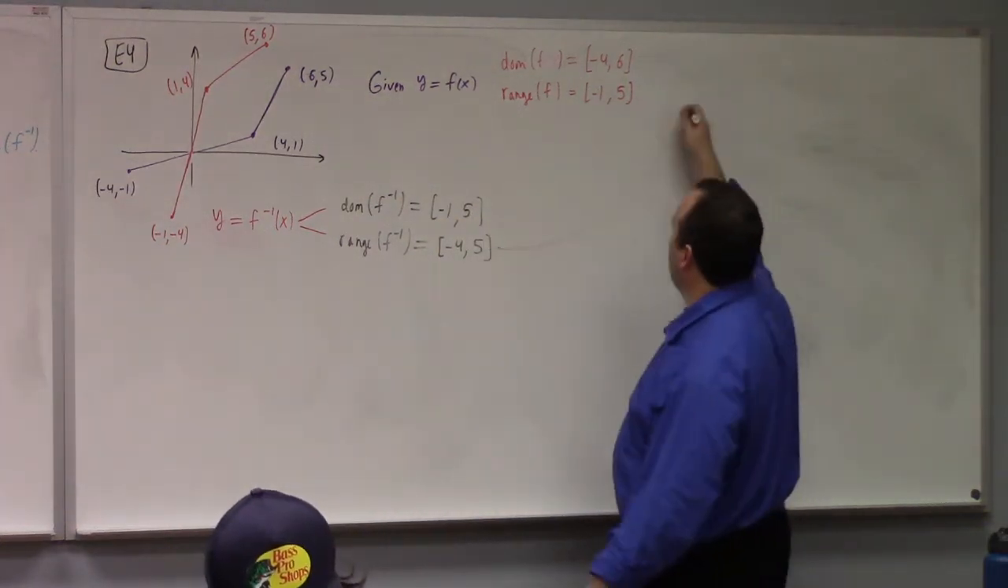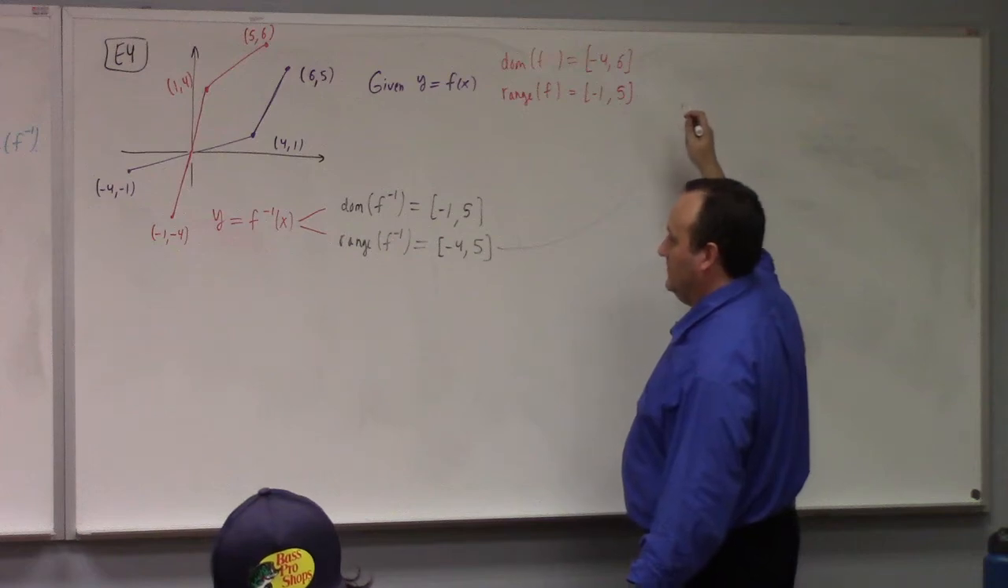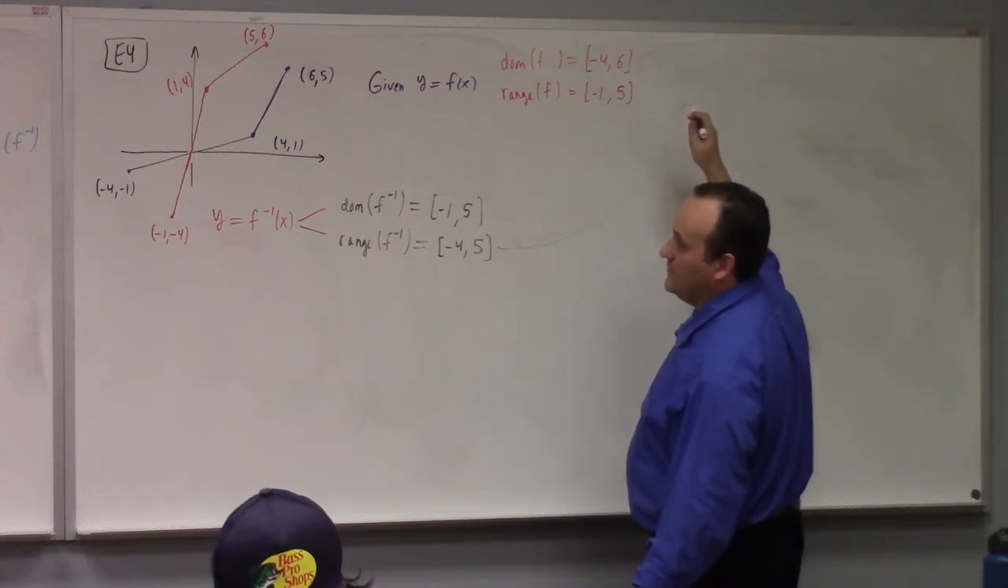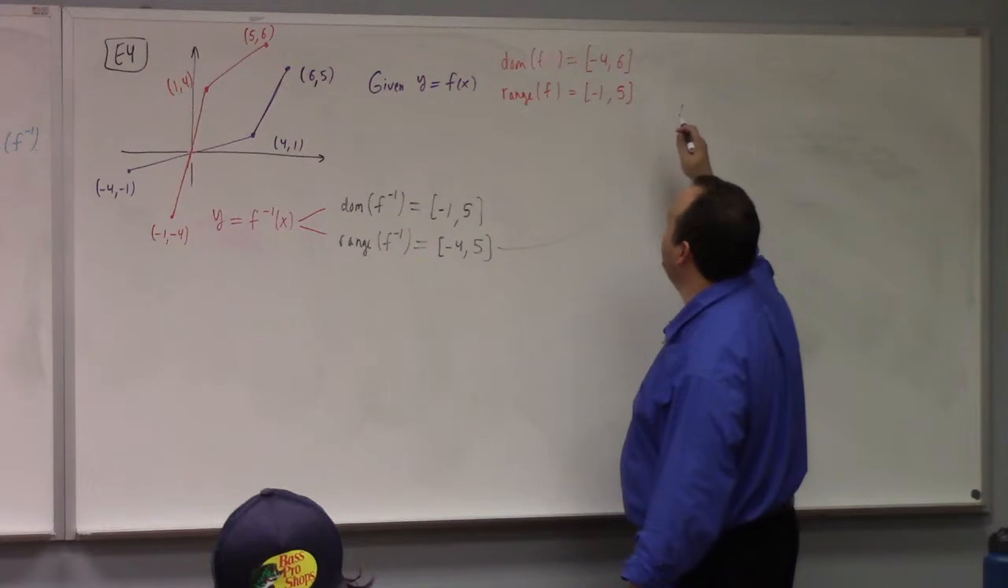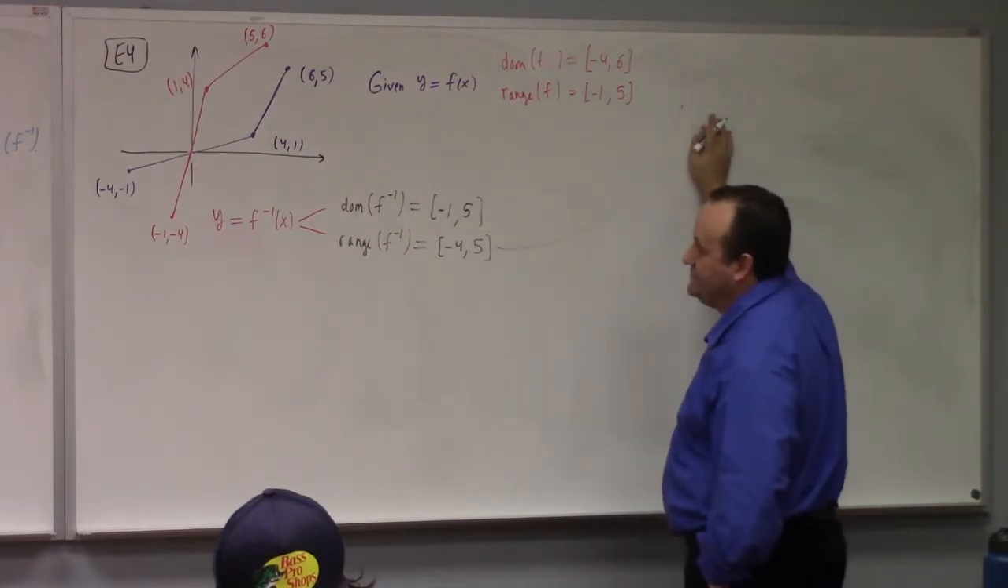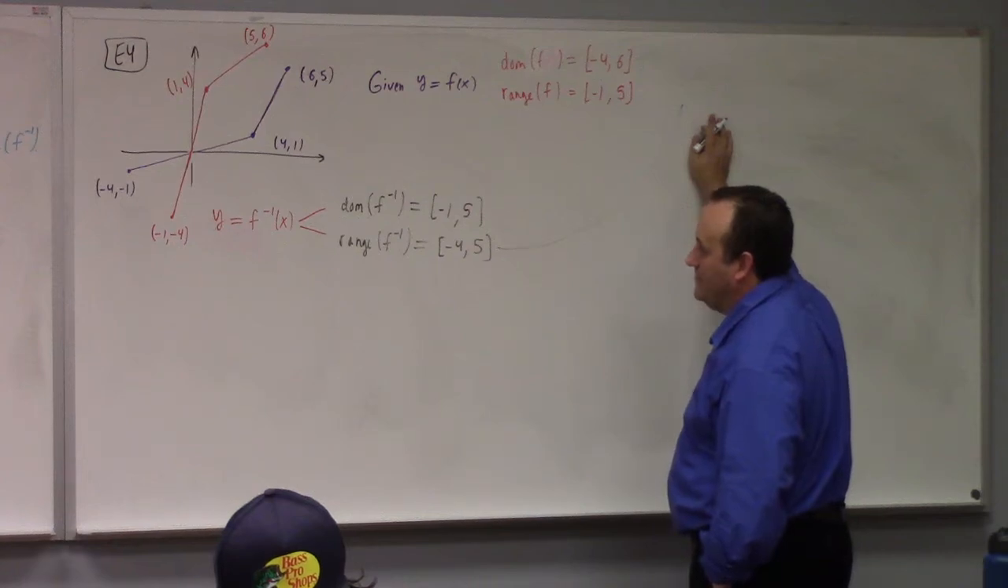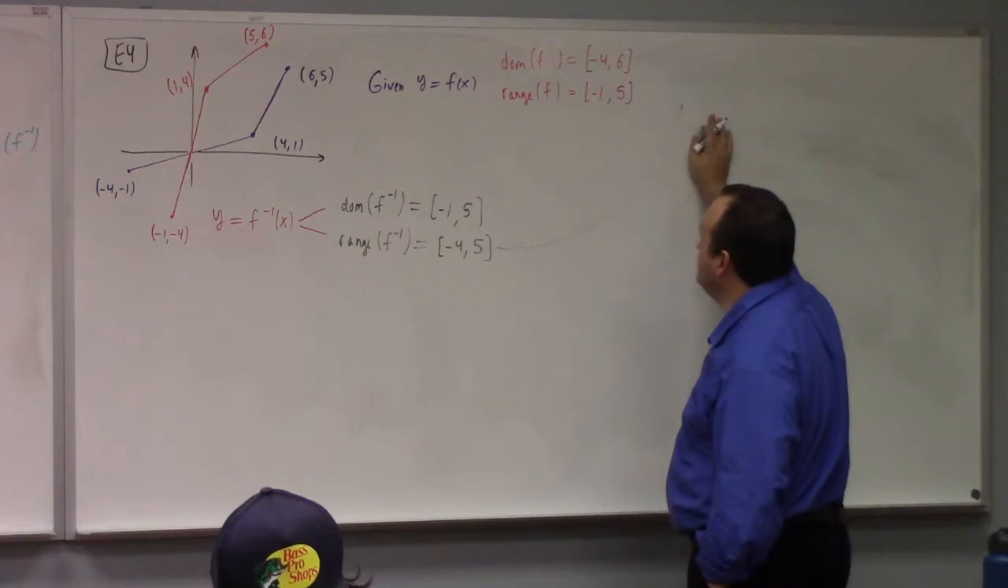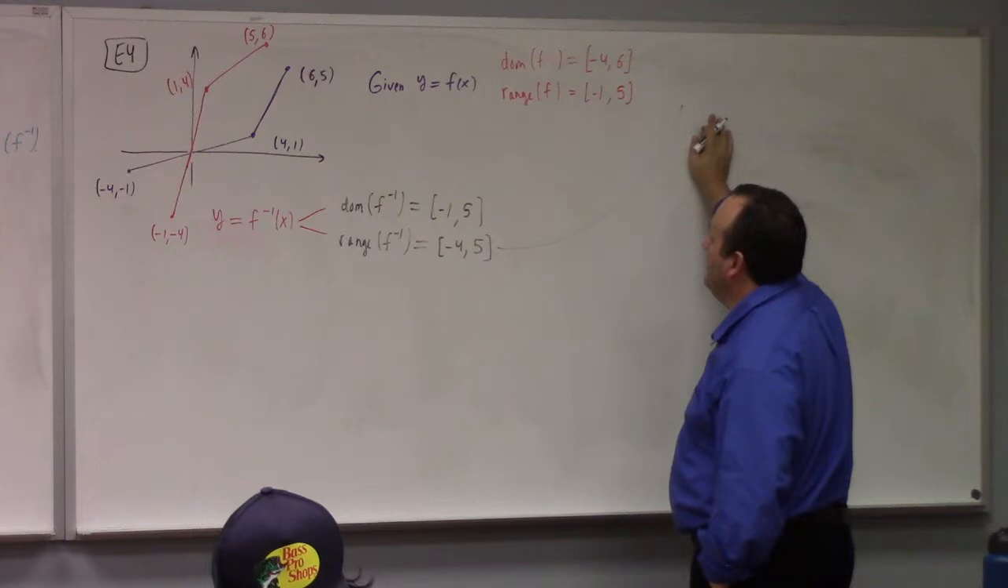So these should match. Oh man, what did I just do? You just have to put negative 4, 6. The graph is right. You just wrote it wrong. Yeah, but he messed up. Not minus 4, 5. It's minus 4, 6. The range for your inverse should be 6 instead of 5. The range of the inverse should be negative 4, 6.